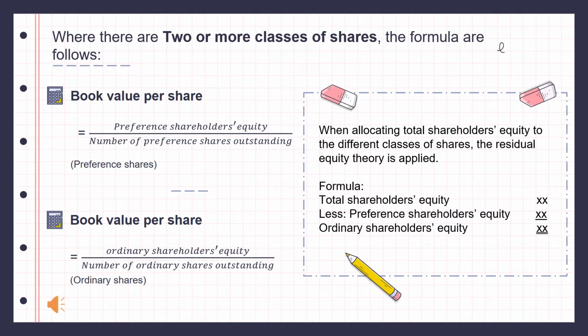The total shareholders' equity is allocated between the different classes of shares. Yung nakalaan na equity sa iba't ibang shares, i-divide sa number of outstanding shares. So, mayroon tayong dalawang klase ng shares, preference shares and ordinary shares. Next, when allocating total shareholders' equity to the different classes of shares, the residual equity theory is applied. The ordinary shareholders' equity is a residual amount after deducting preference shareholders' equity from the total shareholders' equity.